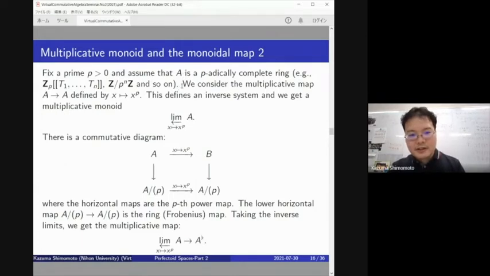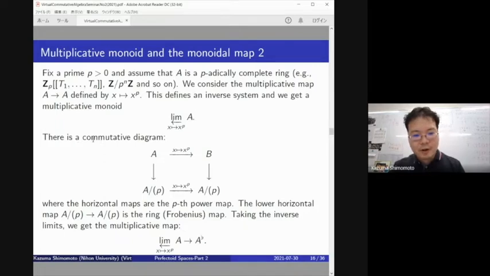So we consider the multiplicative map from A to itself, defined by x goes to x to the pth power. So this defines an inverse system, and we get the multiplicative monoid. So by the way, if A is already characteristic p, this is nothing other than just the Frobenius map. But I don't assume A to be an F_p-algebra. So if we form this inverse limit, we don't get a commutative ring, but we get a multiplicative monoid.